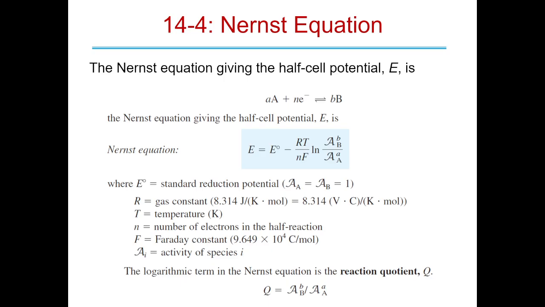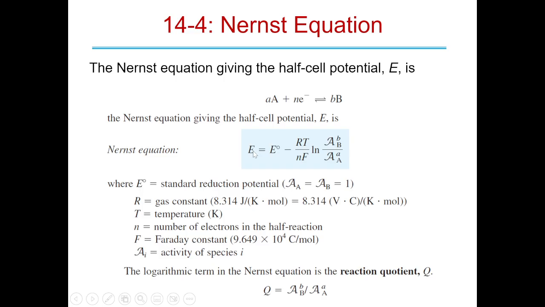I hate the way they did some of these symbols. Anyways, the Nernst equation is going to give you your half cell potential E. Again, here's the half cell reaction at equilibrium. The Nernst equation will give you your half cell potential.